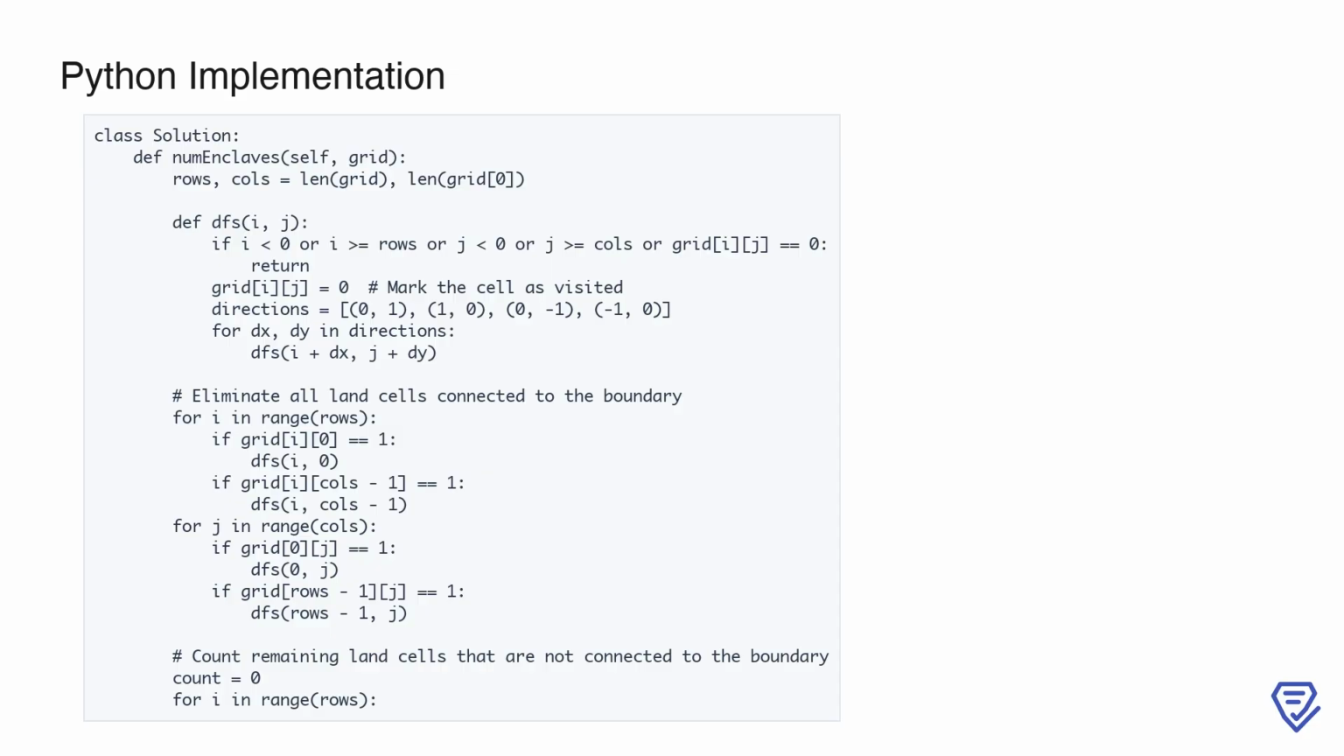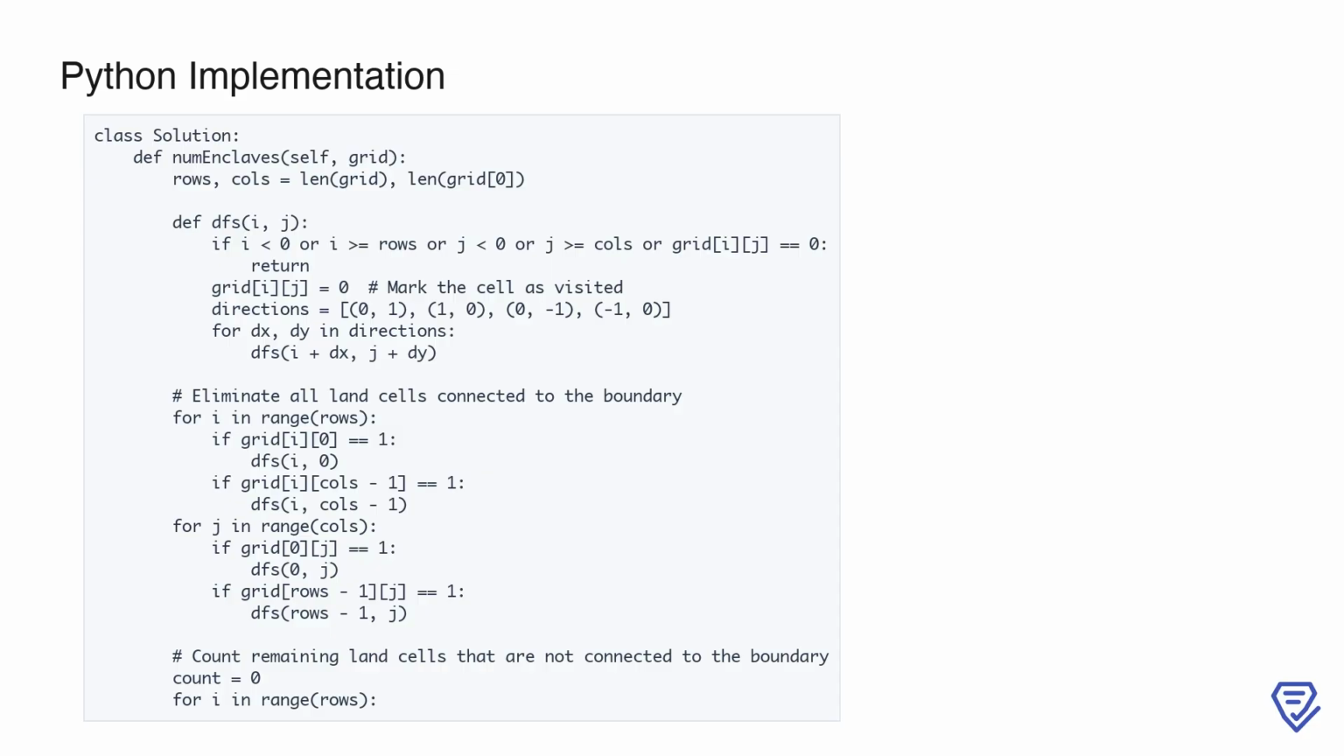Next, we define a helper function called DFS for depth first search. This function takes the current cell's coordinates, i and j, as input. If the cell is out of bounds or is water, we simply return. Otherwise, we mark the cell as visited by setting its value to 0. Then, we explore all 4 possible directions, right, down, left, and up, by recursively calling DFS on the neighboring cells.